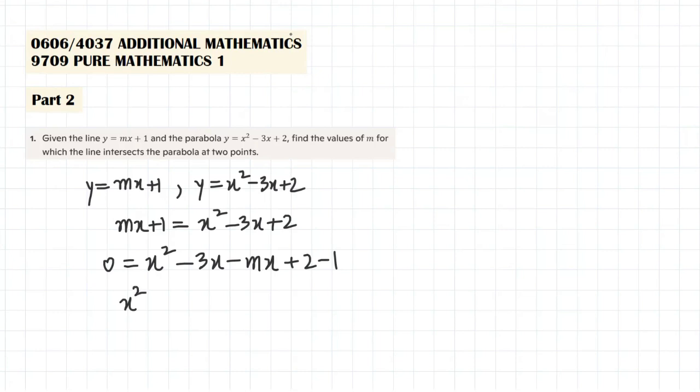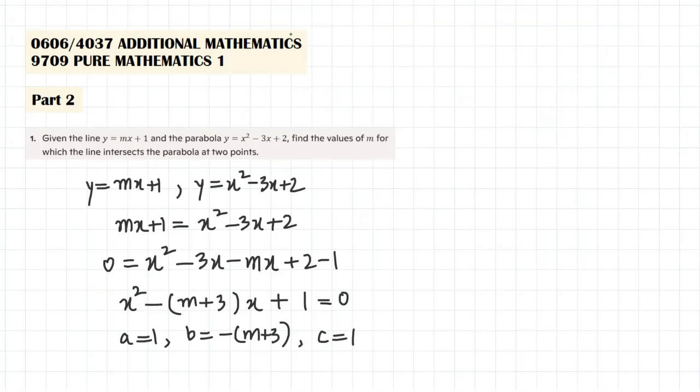Let's just standardize it. Okay, watch out for this step that I'm going to do now. You can factor out the negative. You can either write 3 plus m or m plus 3, and then you can put a 1. So by doing so, what happens? You can put a 0 over here as well. So I've got a equals 1, b equals negative (m plus 3), and c equals 1.